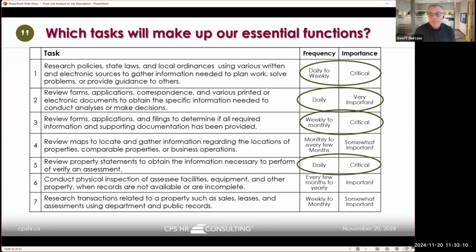You can see the other ones. Number 4 is just somewhat important, and number 7 is just somewhat important, and then number 6 is considered important, but only performed every few months to yearly, so not really that essential, maybe. So this is probably our good starting point for what are going to be our essential functions.